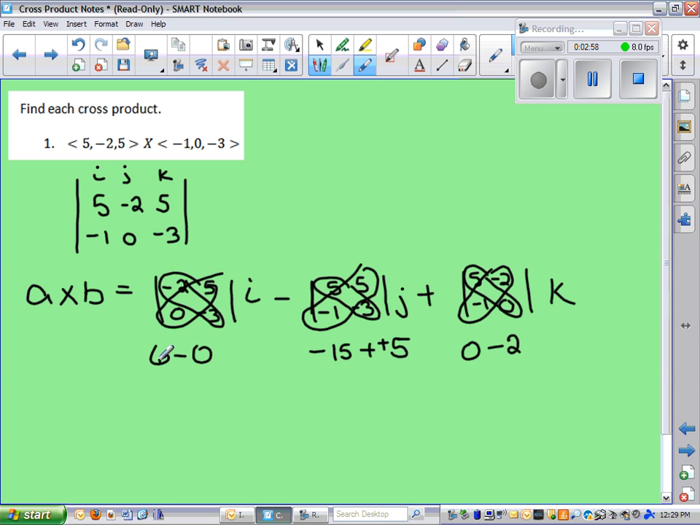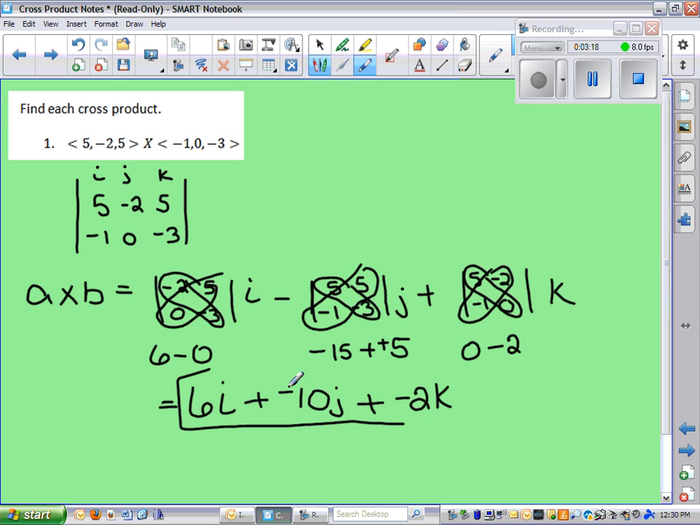All right, so then we'll simplify. 6 minus 0 is 6, so we have 6i, minus -15 plus 5 is -10, j, plus -2, k. So our equation is 6i, and this becomes plus a positive: 6i plus 10j minus 2k.